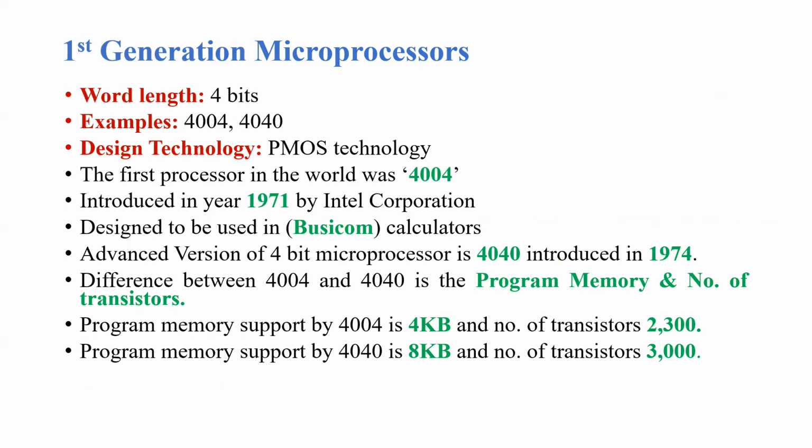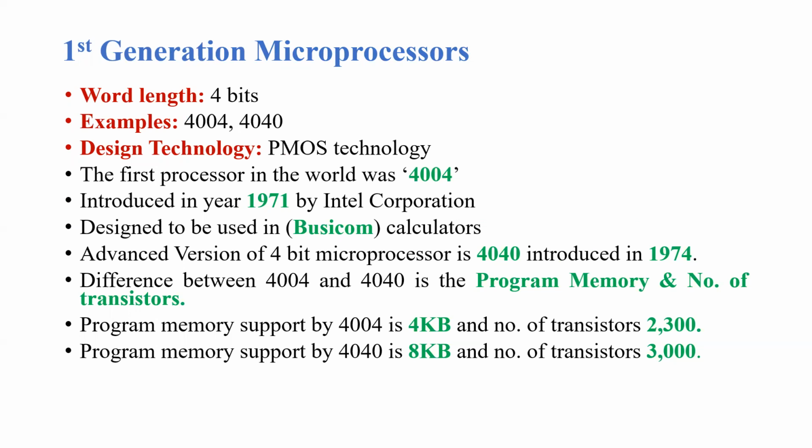Let's come to the first one, first generation microprocessor. For the first generation microprocessor, the word length is 4 bits. That means these processors can do their task on a maximum of 4 bits at a time. The example processors are 4004 and 4040. The first microprocessor in the world was 4004. It was designed by Intel Corporation.